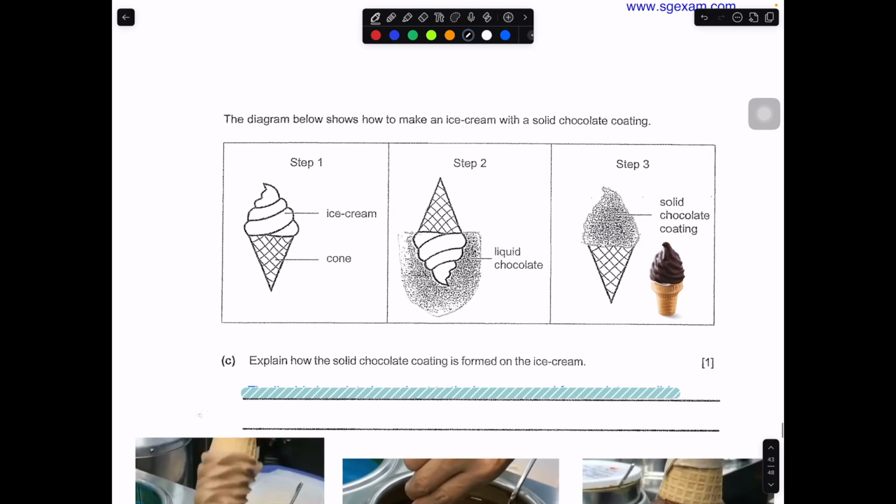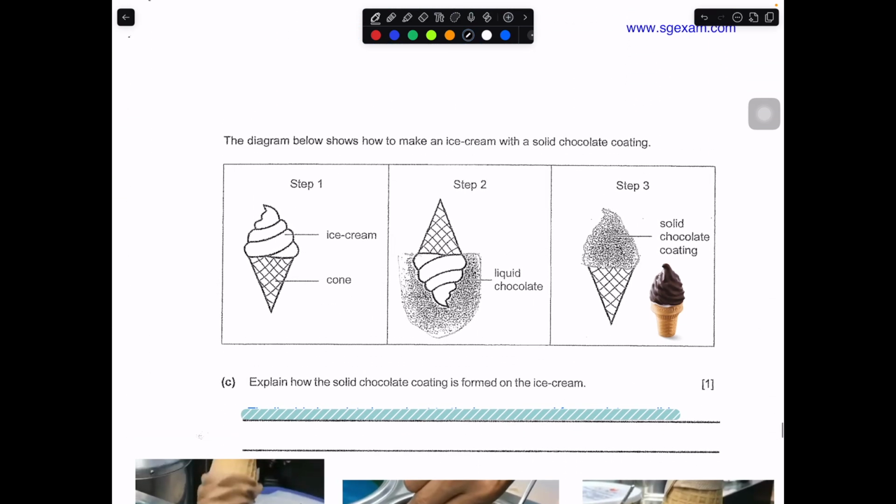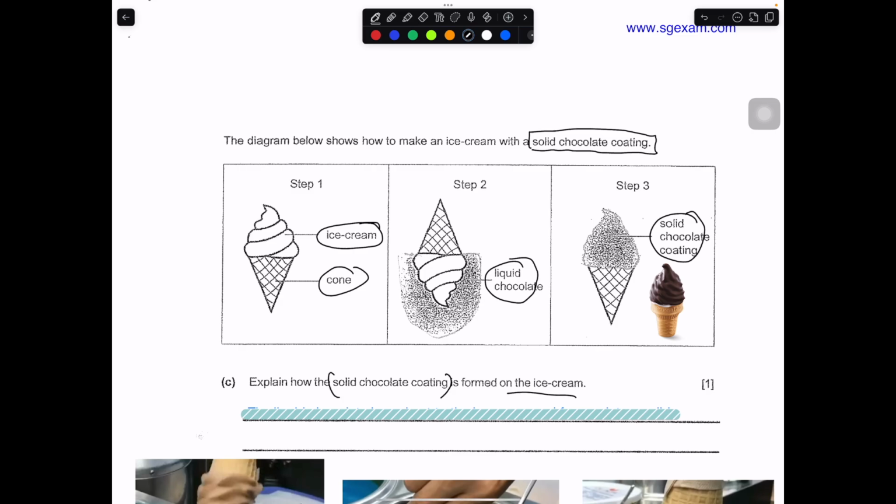Okay, the last part. The diagram below shows how to make an ice cream with a solid chocolate coating. So you have an ice cream and you have a cone. Then after that, you dip it into the liquid chocolate. Then it becomes a solid chocolate coating. Then they ask you how the solid chocolate coating is formed on the ice cream. How come this thing will form?